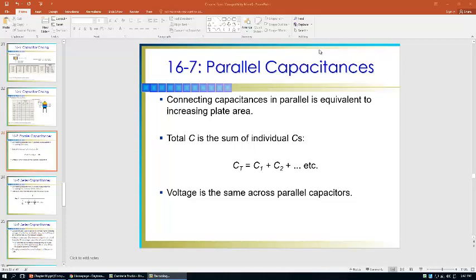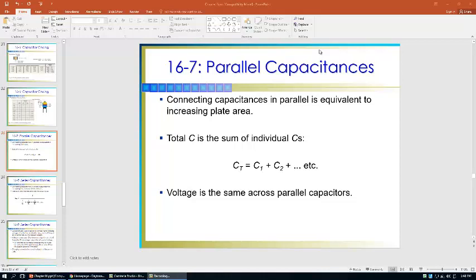And when we go into chapter 17 and chapter 18, that's when we're really going to start working with circuits that have capacitors in it. But let's go ahead and get started with this video, and we're going to cover parallel and series capacitance and how we calculate those. Okay, so connecting capacitance in parallel is equivalent to increasing the plate area.